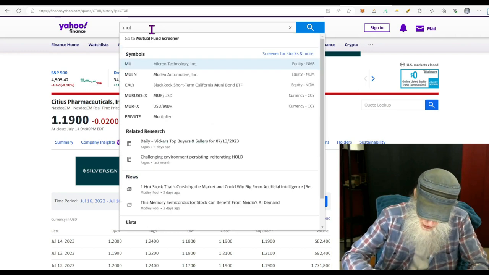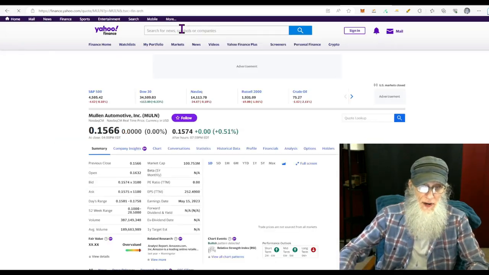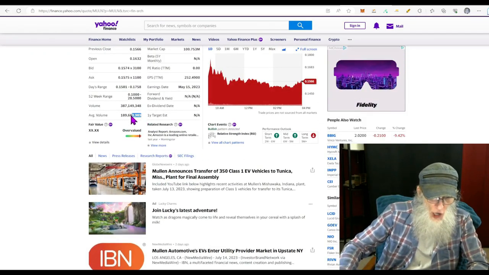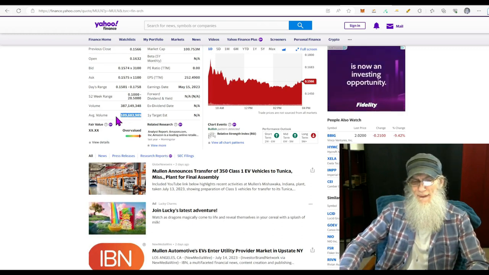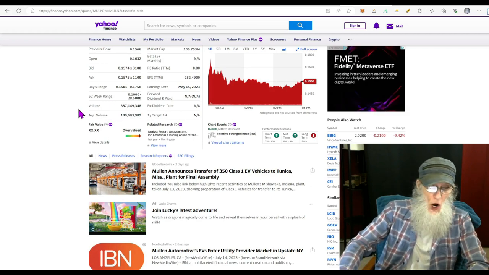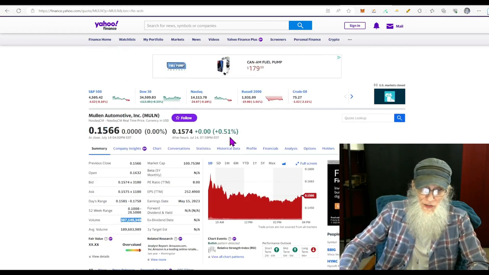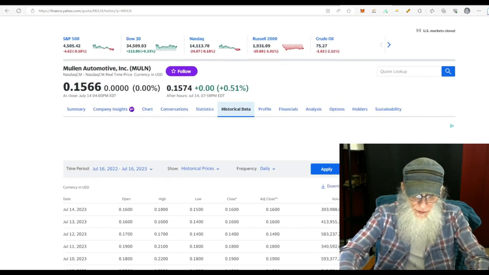Mullen, M-U-L-N. I know it did billions of shares the other week. So its average is 189 million shares. Really? I would have thought those 2 days of billions of shares would have lifted it up. The volume today is pretty high, 387 million shares. That's like double the average. Now let's go look at the historical data. I'll make this bigger for you.